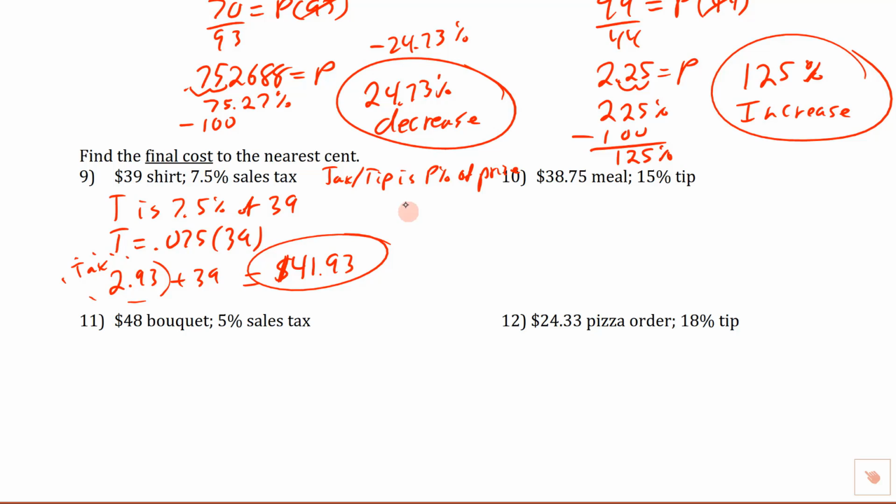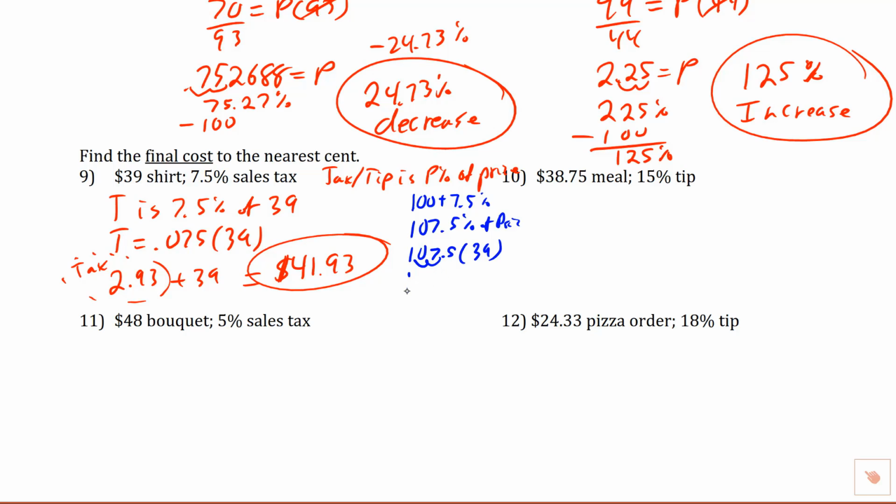So on this one, we're going to have to pay 100% of the meal. Plus, we're going to pay 7.5%. So altogether, we're going to pay 107.5% of the price. So in this case, it's going to be 1.075 times the price of $39. Now watch what happens when we type this into the calculator.